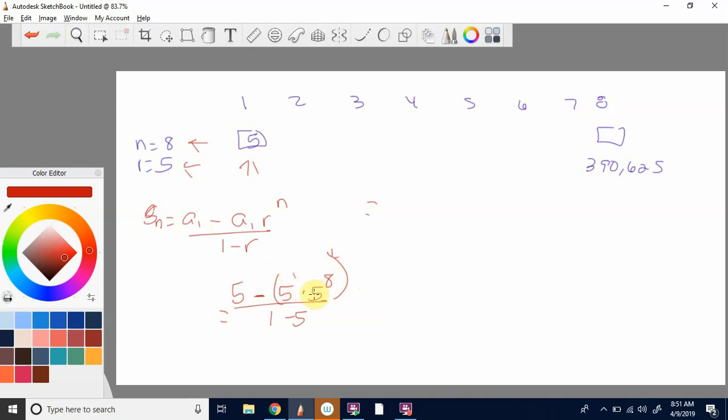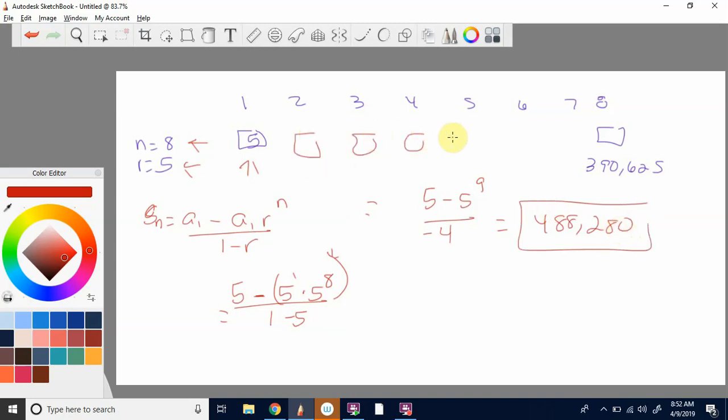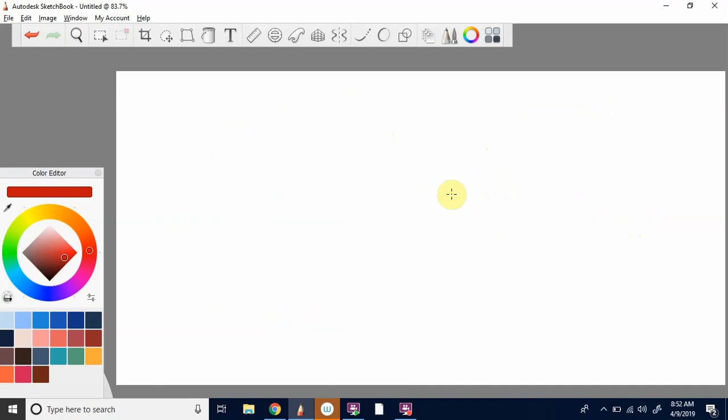But they're the same base, so I can use exponent rules. So I get 5 minus 5 to the 9th power over 4. You must do 5 to the 9th. You cannot do 5 minus 5 or you get the wrong answer. If you put this all in your calculator, you're going to get 488,280 emails are sent after round 8. So we found all these values here and we added them up. This is the amount that we would get. All right, so pause it, do the 2 guided practice, and we're going to move on to example 5.